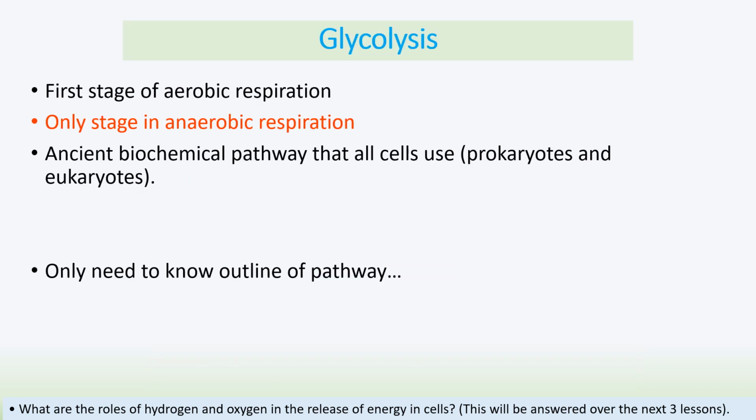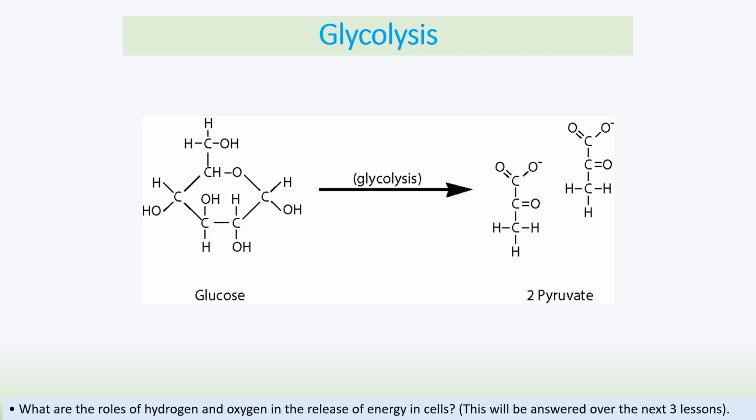So glycolysis is the first stage of aerobic respiration, and as I said earlier, really the only main stage of anaerobic respiration. It's an ancient biochemical pathway which all cells use, and therefore we know it evolved a long, long time ago. You only need to know an outline of it. The overall reaction is this: you take 1 molecule of glucose and you break it down into 2 molecules of pyruvate, plus other products, which we'll talk about in a moment.